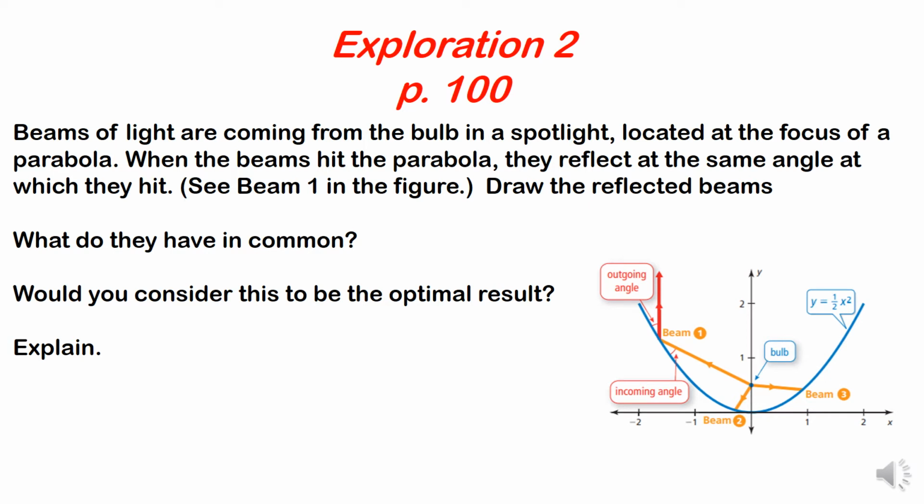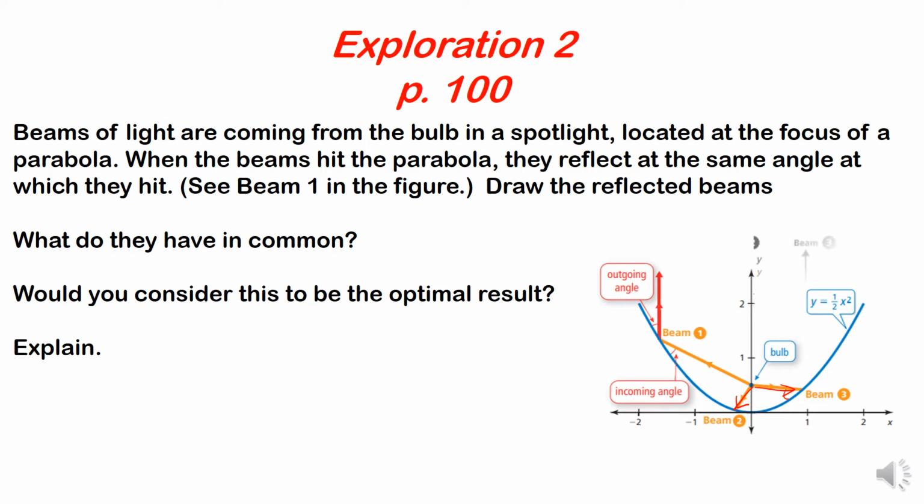Exploration 2 looks at things from a slightly different angle. Beams of light are coming from the bulb in a spotlight. Notice the bulb is the focus. Okay, they're all starting at the focus. And now they're going out, so the light's going out this way. Okay? So when the beams hit the parabola, they reflect at the same angle at which they hit. Remember, the ingoing and outgoing angles should be the same. So see if you can get those beams drawn.